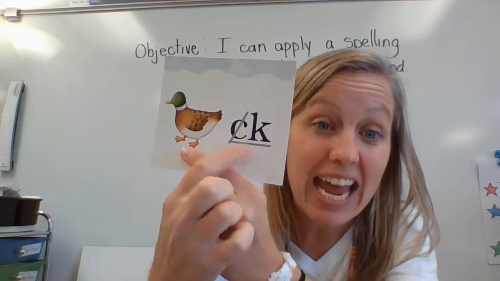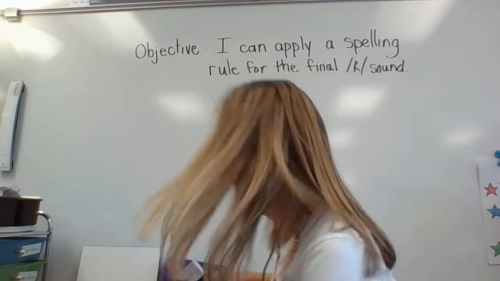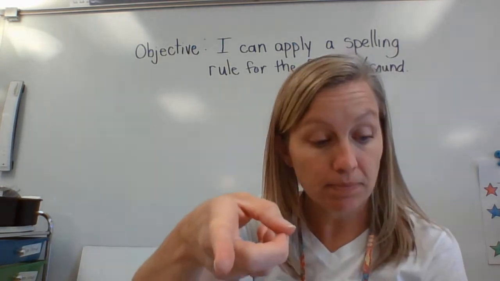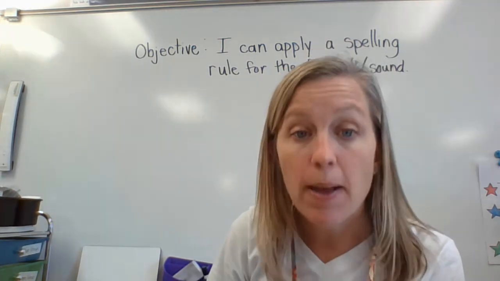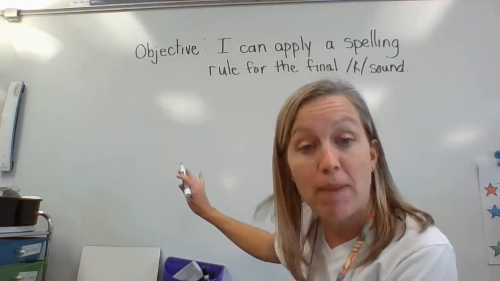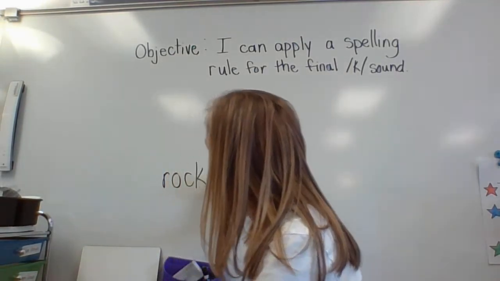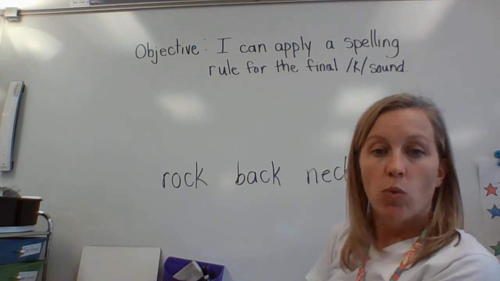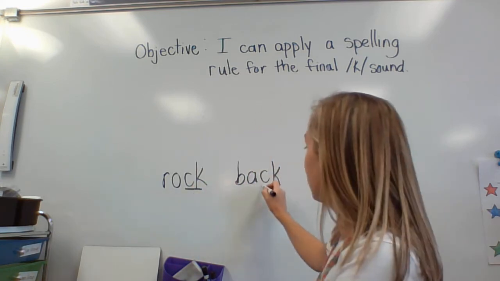Now we're going to use this CK to learn our new spelling rule. Listen to some of my words here, and then I'll build them on the board for you. I say, you say, rock, back, neck. What did you hear in the ending final sound of rock, back, neck? Yeah, we hear that sound over and over. I'm going to spell it for you, and I want you to see what is making the k sound. We have rock, back, and neck. What's making the k sound at the end of all of these words? Yeah, we have a CK.